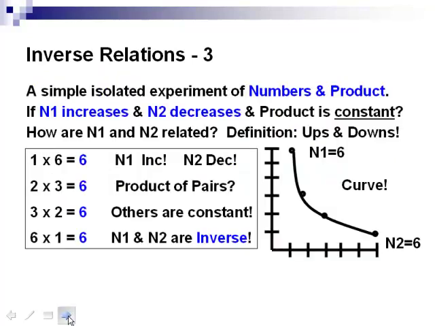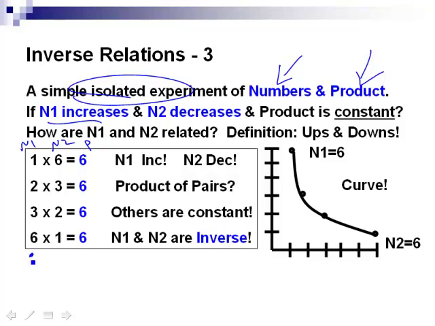All right, now, a simple isolated experiment, again with numbers and a product. Now this will be N1 and this will be N2, and this is our product. If N1 increases, yes it is, and N2 decreases, well, so it is. Do you see N1 is increasing in value and N2 is decreasing in value, and the product is constant? Well, sure looks like it is here, so it fits our setup pretty good. How are N1 and N2 related? That's what we're studying. Okay, so N1 is increasing, N2 is decreasing.